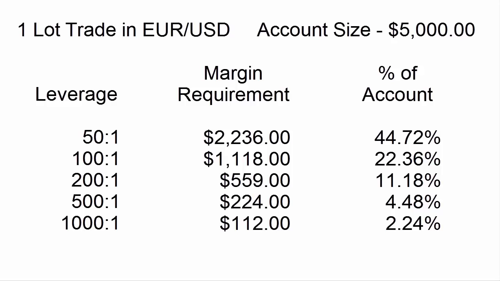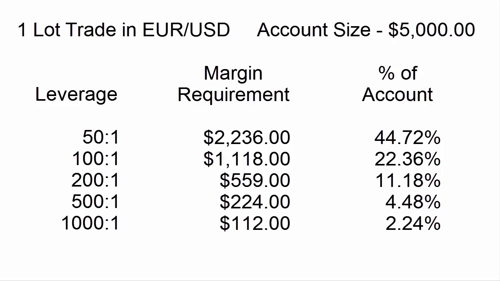Let's assume that you have a new trading account with a balance of $5,000, and you decide to make a one-lot trade in Euro USD. If you are trading in the United States and have a 50-to-1 leverage, your margin requirement for this trade would be $2,236, or 44.72% of your $5,000 balance in your account.